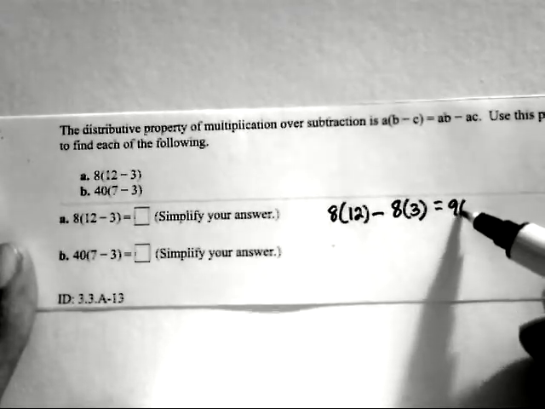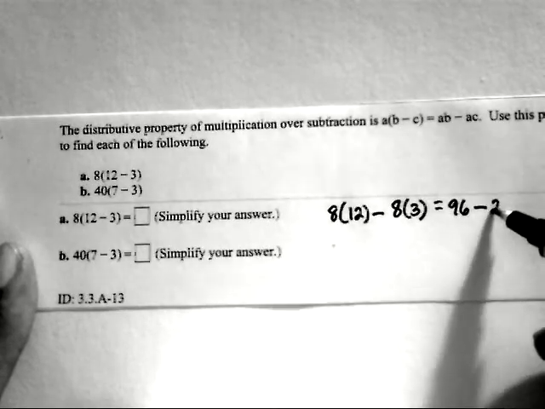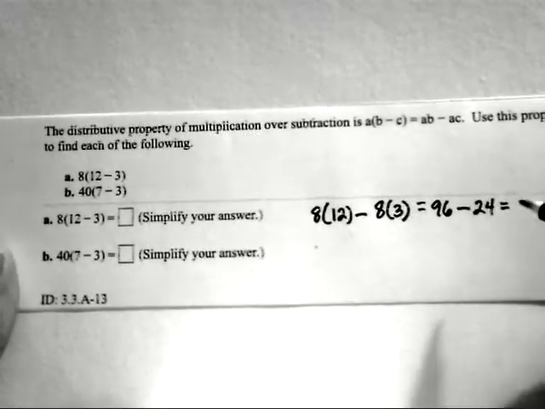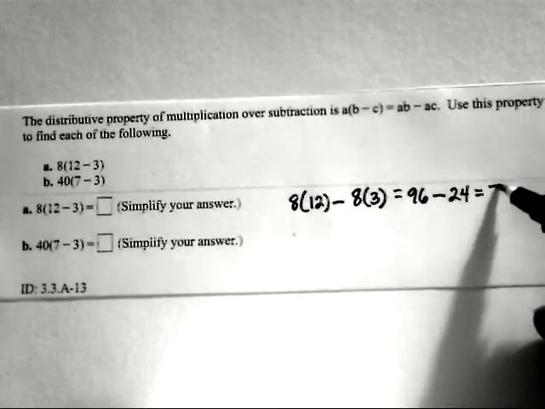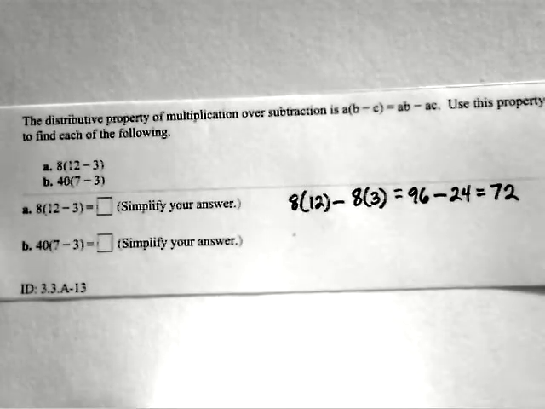8 times 12 is 96, minus 8 times 3, that's 24. 24 from 96 will give me 72. So that answer will be 72.